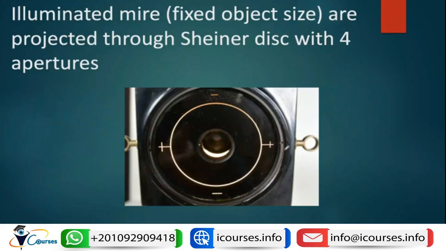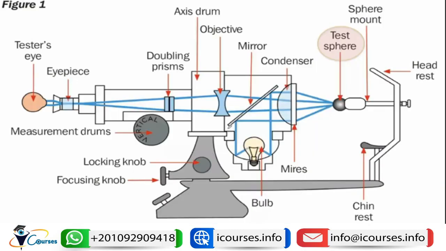So the mires in the previous device, the Javal-Schiotz, were in the form of the green staircase and the red square. But the mires here, in the case of Bausch and Lomb, which has a fixed object size, are in the form of a disk which has four signs, 2 minus and 2 plus. So it will be a disk with 2 minus signs and 2 plus signs. So here is the object that has a fixed size.